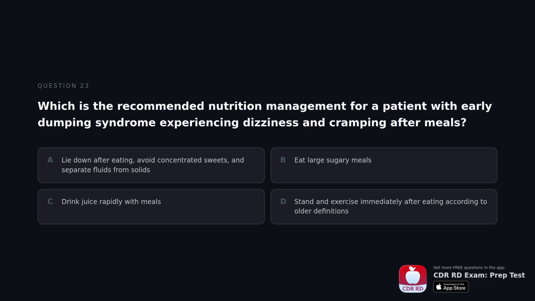A. Lie down after eating, avoid concentrated sweets, and separate fluids from solids. B. Eat large sugary meals. C. Drink juice rapidly with meals. D. Stand and exercise immediately after eating according to older definitions.